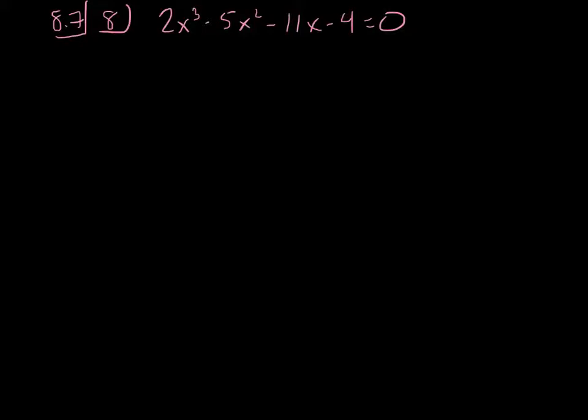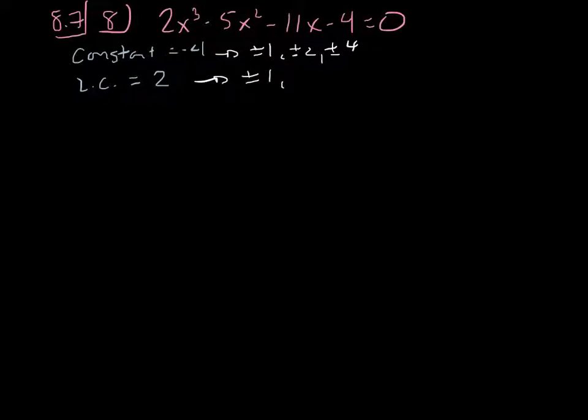So I look at p and q, my constant. Okay, the constant is equal to negative 4. Leading coefficient is equal to 2. So look at my factors of each. That's plus or minus 1, plus or minus 2, plus or minus 4, plus or minus 1, plus or minus 2.